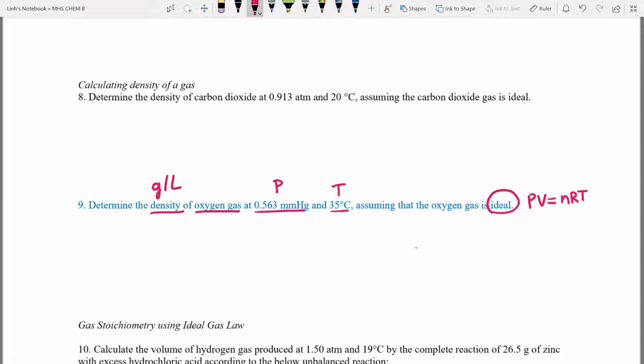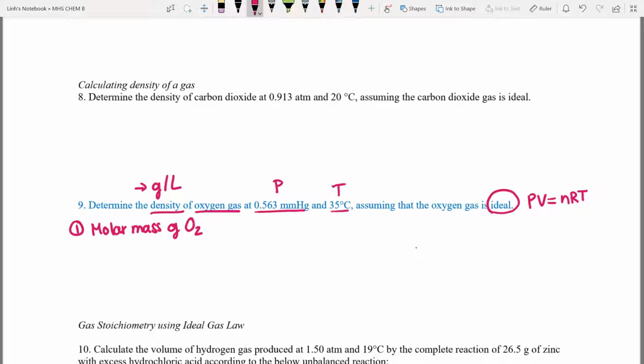Step number 1 in approaching this question is that I want to first look for a number or a value that could correspond to gram, because that's what I want in my density. Now I have pressure and temperature, but they don't give me anything in grams. But I do know there's one number that you can get from the periodic table that contains grams, and that is the molar mass. So I'm going to start by calculating the molar mass of O2.